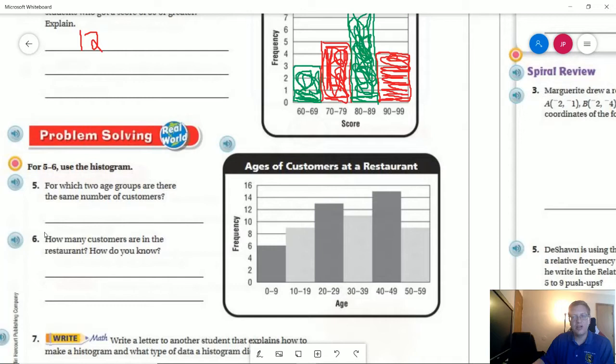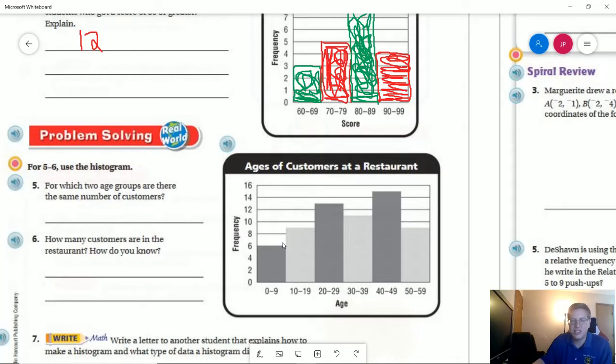So for number 6, we want to figure out how many total people we have in the restaurant. To do that, we need to add up all of these numbers together. So we're going to look at the frequency. We have 6 plus 9 gives us 15, plus 13 gives us 28, plus 11 gives us 39, plus 15, 29 plus 15 gives us 44, plus 9 would give us 53.